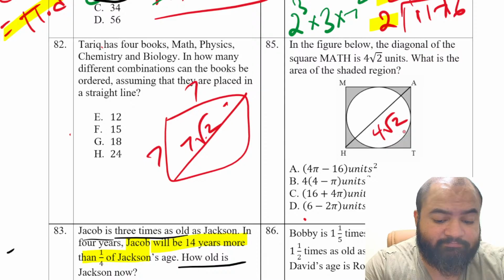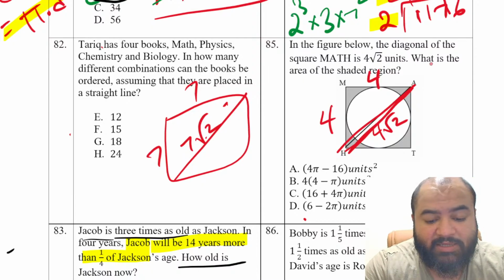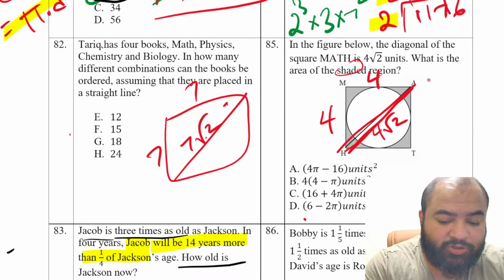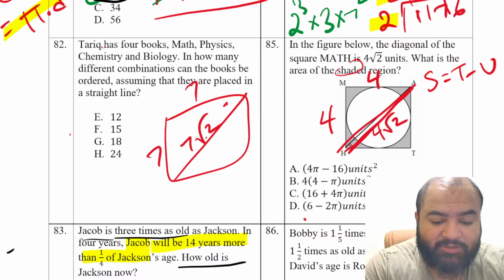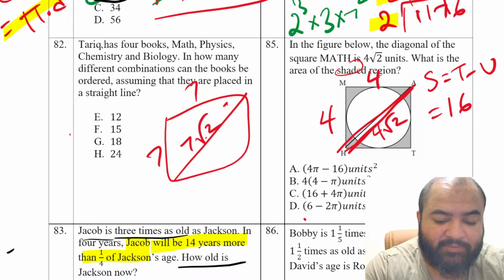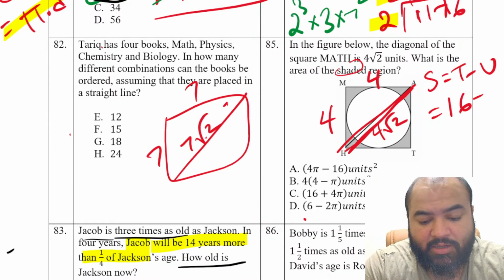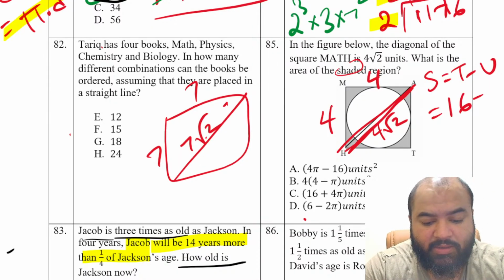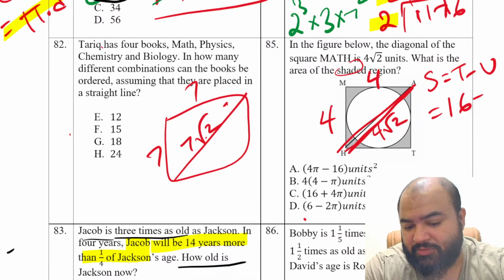Now, here, since they gave you the diagonal 4 radical 2, each side must be 4 by 4. They said, what is the shaded area? So, shaded is always the total minus the unshaded. Now, the total is a square, which is 4 by 4, that's 16, minus unshaded is a circle, right? What is the radius of the circle?